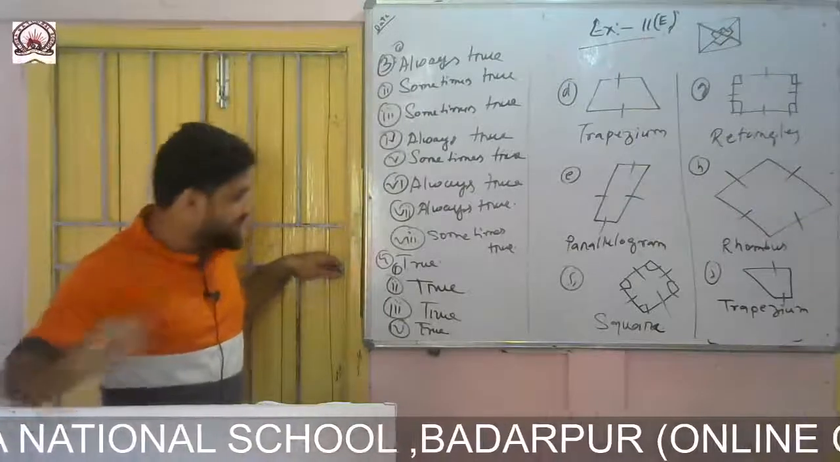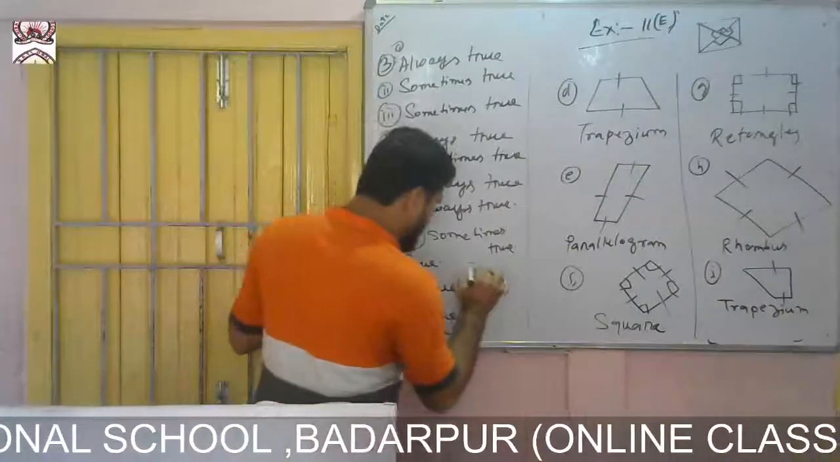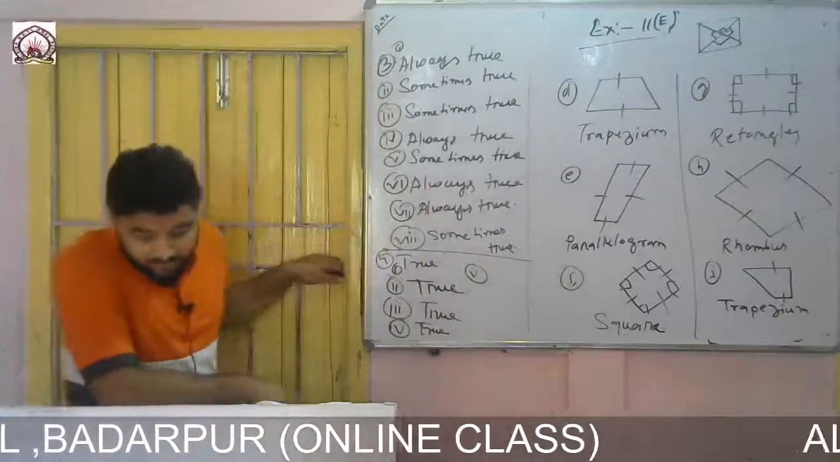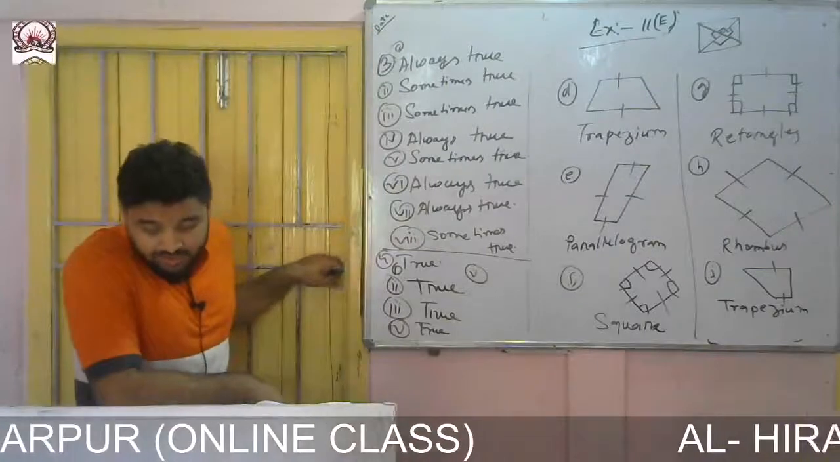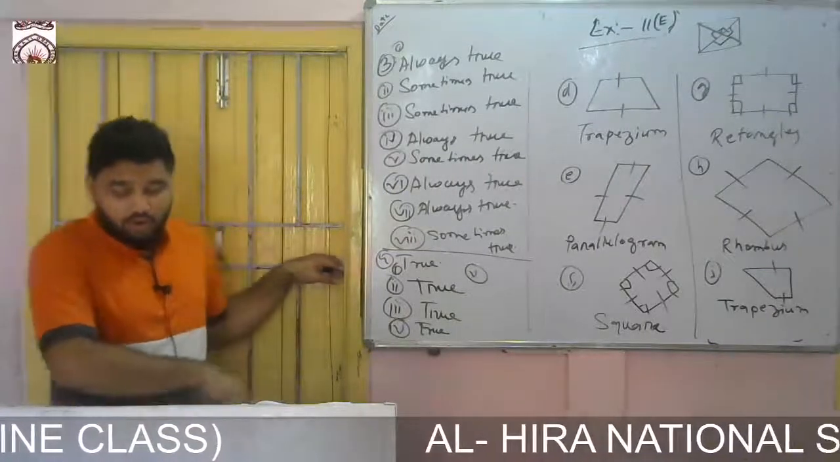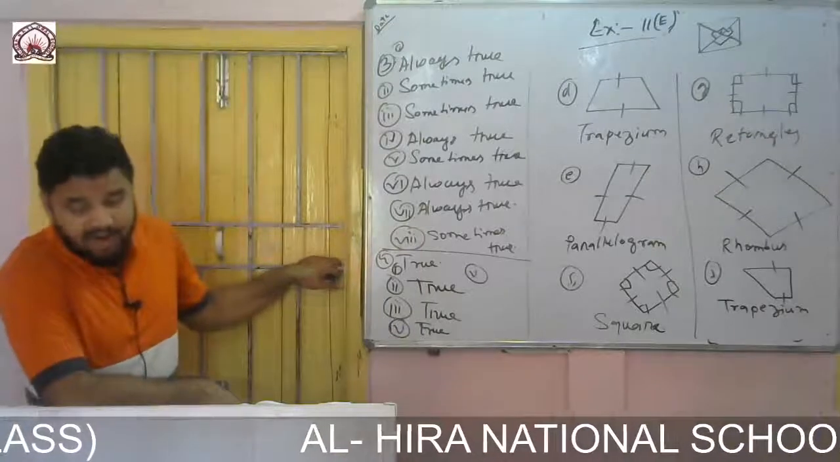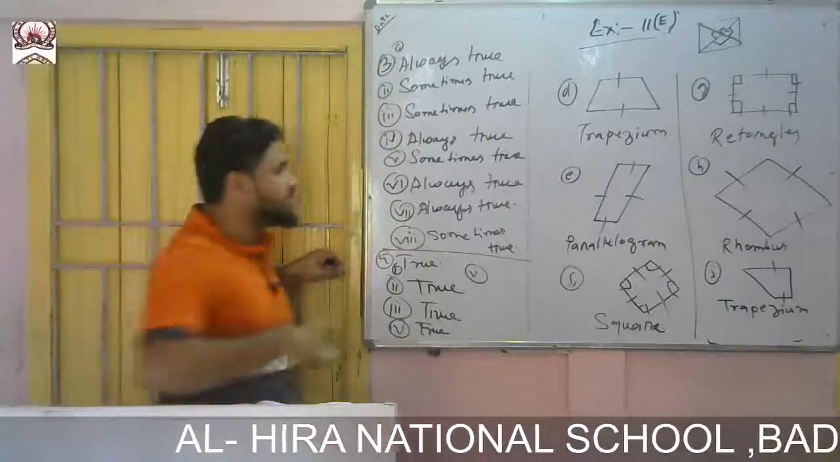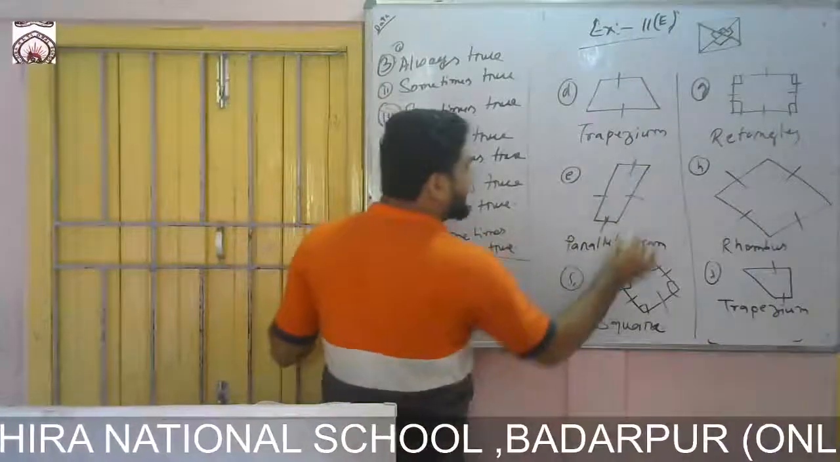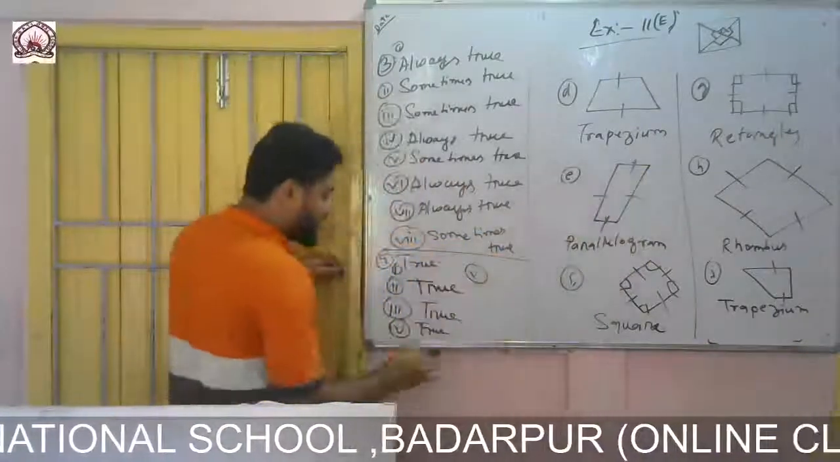Now question number 5. Roman 5, what is there? All the sides of a parallelogram are of equal length. It is false, because this is a parallelogram. So this side is equal, this side is equal. So all the sides are not equal. So it is false.